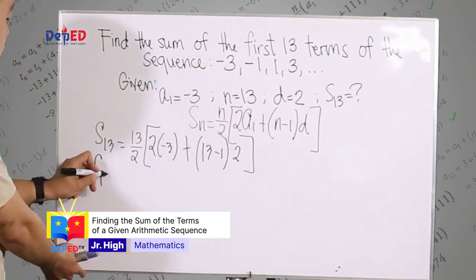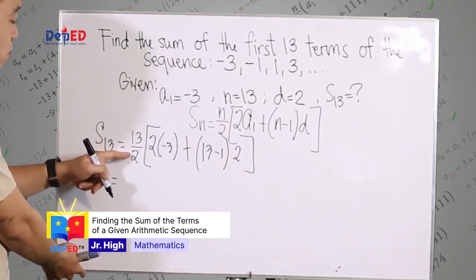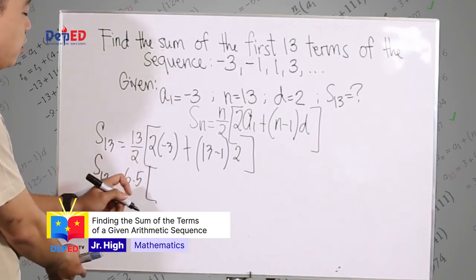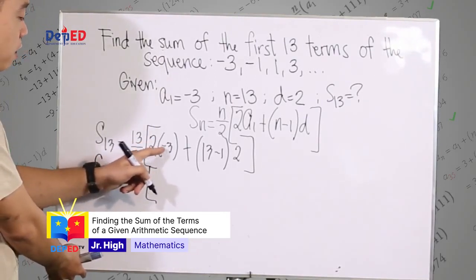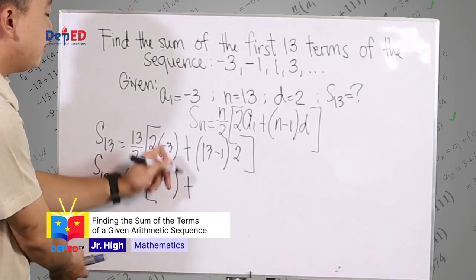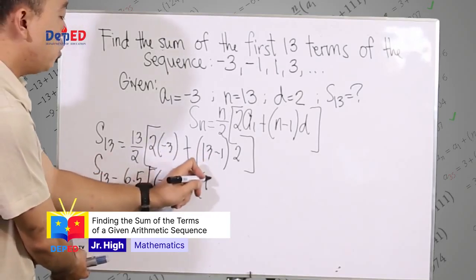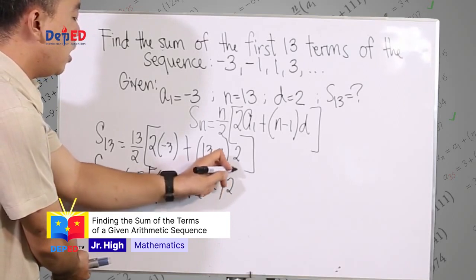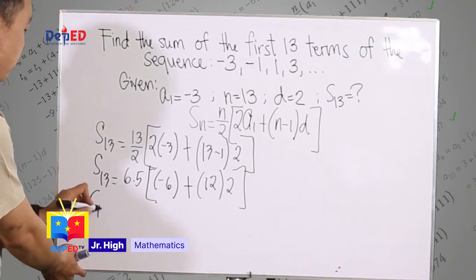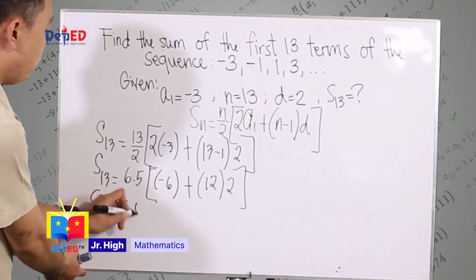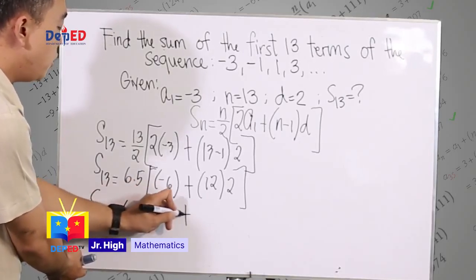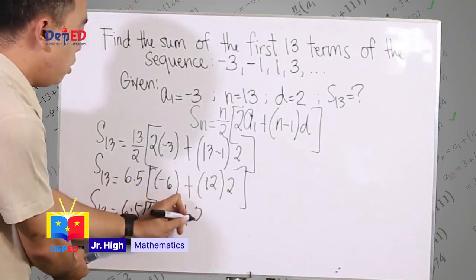Next, we have S sub 13 is equal to 13 divided by 2 will give us 6.5 times the quantity 2 times -3. This will be equal to -6 plus 13 minus 1 will give us 12 and times the difference, which is 2. Moving on, we have S sub 13 is equal to 6.5 times the quantity -6 plus the product of 12 and 2 will give us 24.